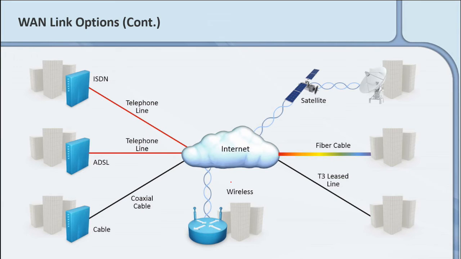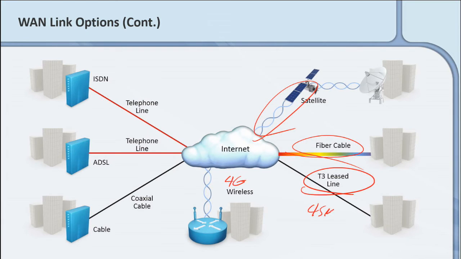You could go over 4G. You could go over satellite. You could go over fiber. You could have a T3 circuit, which is 45 megabits per second. You could have a T1 circuit, which is only 1.5 meg. We could go over coax with a lot of times your cable company. You could go over telephone lines. Are they missing anything here? Has anyone seen another WAN option?